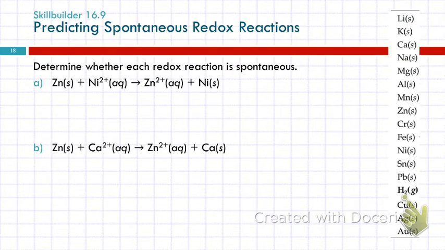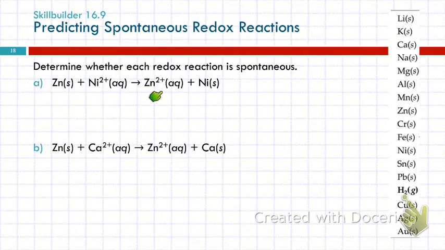So here we're going to determine whether each redox reaction is spontaneous or not. So here's our list. We actually don't need the whole reactions there. We just need the order. So we're going to look at this, and here is zinc without a charge. That's because he's by himself. Nickel here has a +2 charge. He's all charged up because he has a date. We're not telling who the date is here in this equation, but he's coming in with the girl.